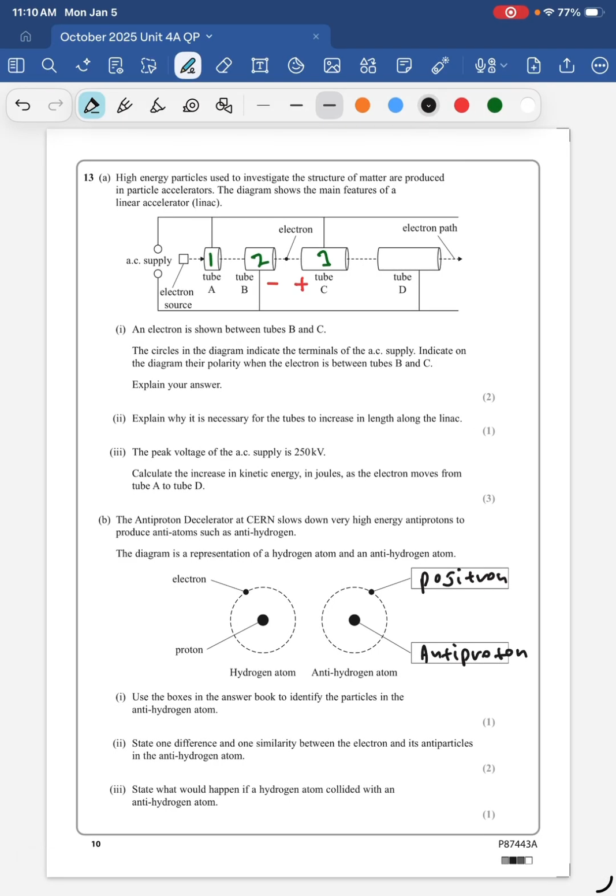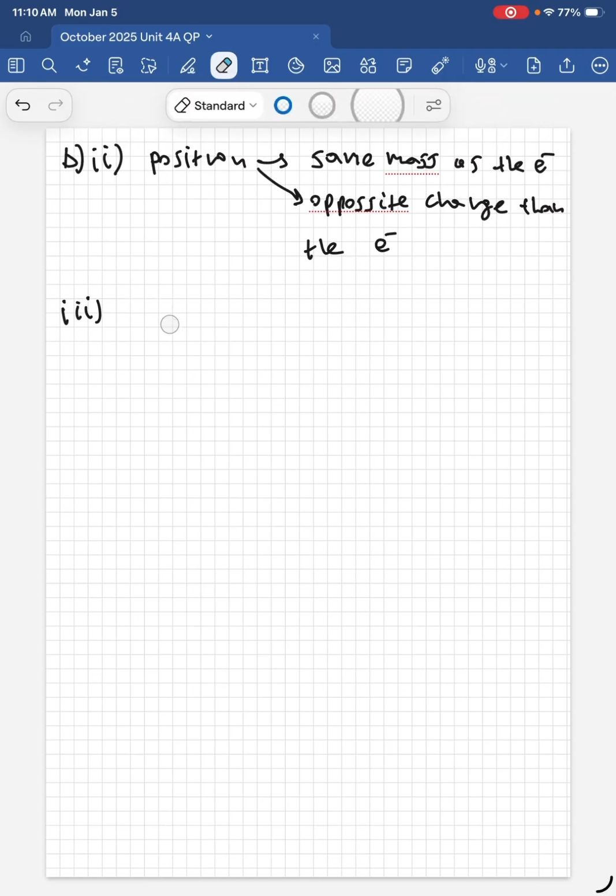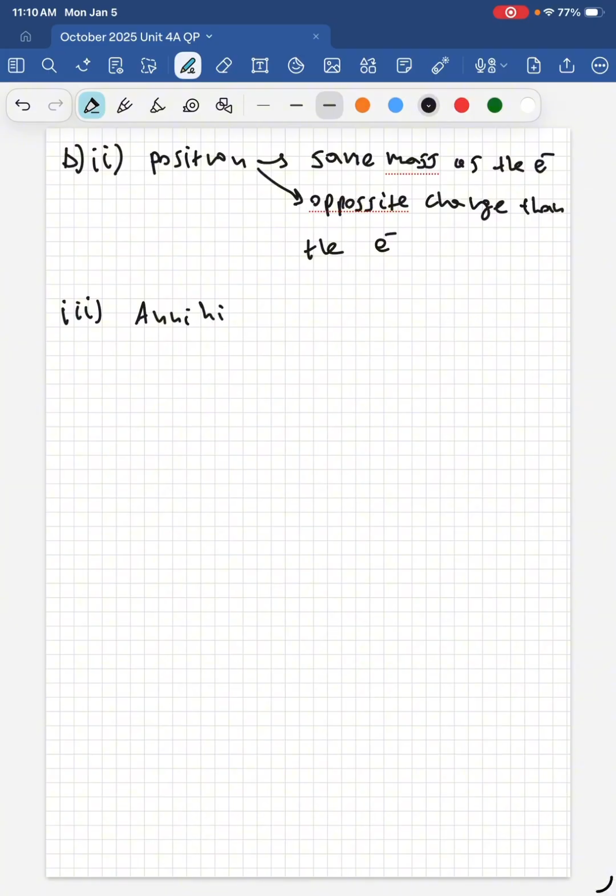Part 3. State what will happen if a hydrogen atom collided with an anti-hydrogen atom. And I already said it. It's going to be a total. Sorry, don't write total. They will just annihilate.